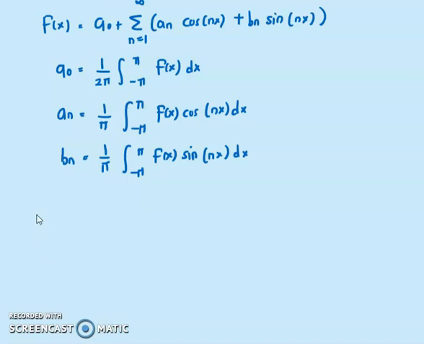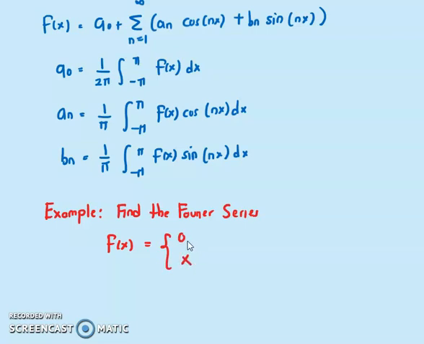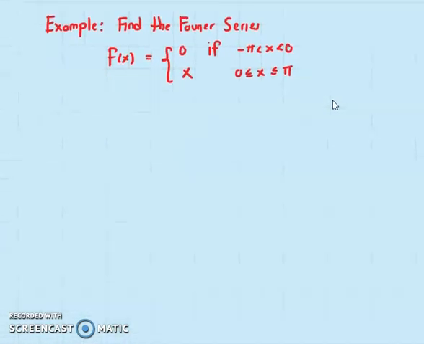Okay, so let's say we want to find the Fourier series for the function f(x) equals 0. This is called a piecewise function. In this case we have 0 for minus pi < x < 0, and x for 0 < x < pi. Okay, so this is the question. Now we want to find the Fourier series for it.